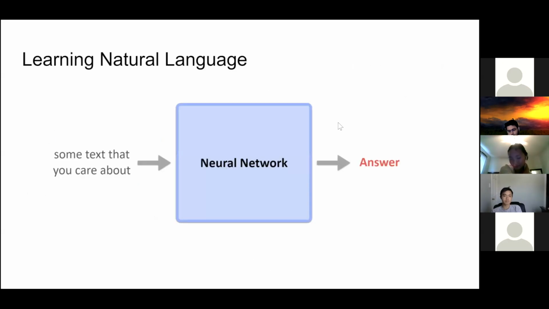Okay, so when we're thinking about training a model for natural language, it probably looks something like this in your mind. You take some text that you care about, you put it through a neural network, and then boom, you get the answer. And in this neural network, you'll figure out what architecture you want to use, and you'll figure out the input and output, mainly the output representations that you want to use, et cetera, et cetera. But that's fine.